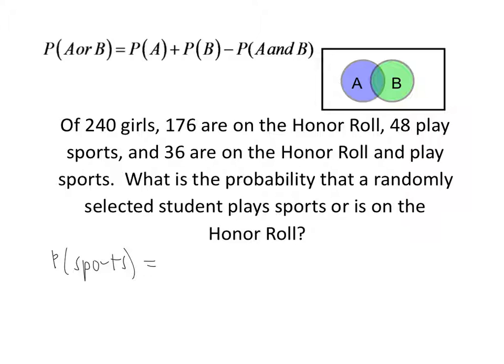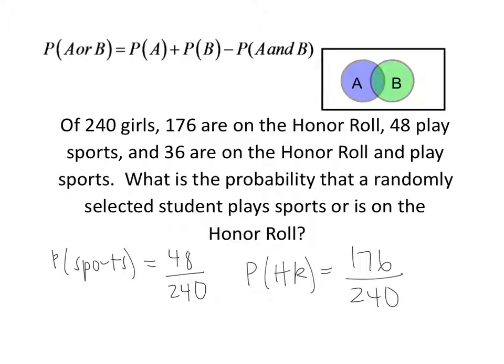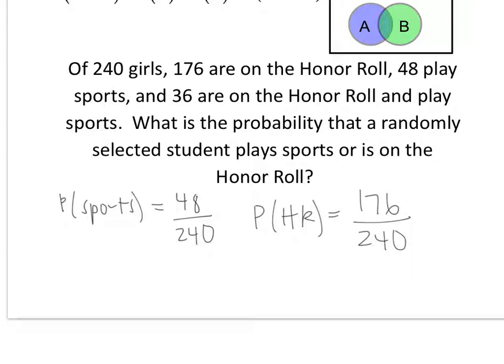We have 240 total girls and 48 play sports. So this would be 48 out of 240. Now the probability that they're on the honor roll, call it HR, would be 176 out of 240. And the probability that they play sports and are on the honor roll would be, they told us, 36 out of 240.